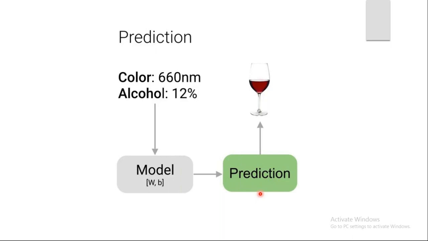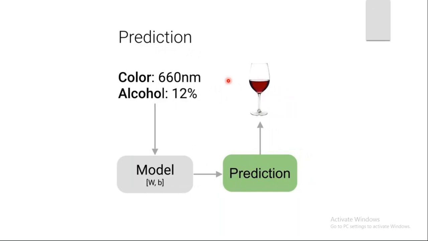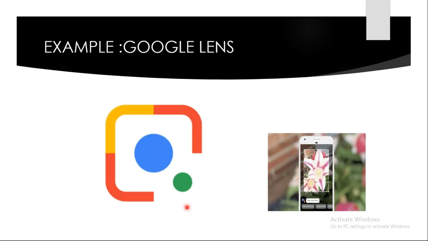We should ask our model to predict something. Let's say we will be giving the color as 660 nanometer and the alcohol content as 12%, and our model should be predicting it as a wine. Once it predicts the output correctly, our model is good to go. This is where we are using this prediction and visualizing it to be more practically usable and user friendly. This is the main purpose why we had developed this machine learning model. In day to day life we are using Google Lens, which is actually a good example where we are using a machine learning model in real life.